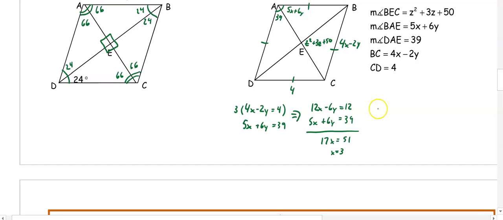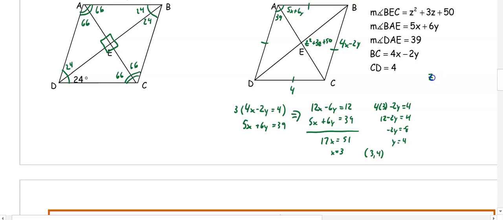Once we know x is 3, we can substitute 4 times 3 minus 2y equals 4. 12 minus 2y equals 4. Negative 2y equals negative 8. So y is 4. So we have 3, 4.